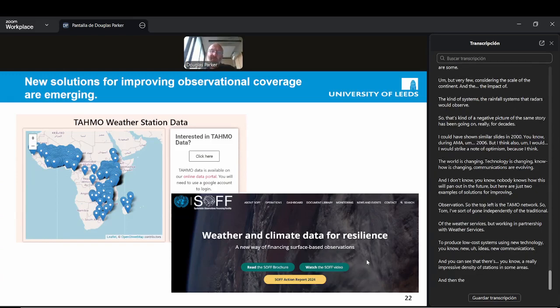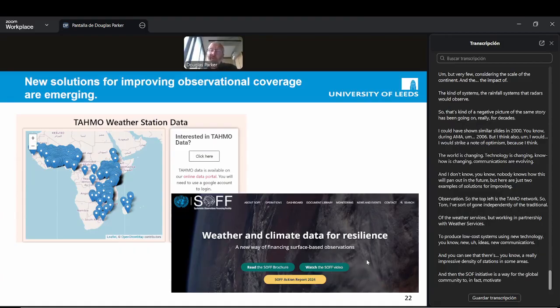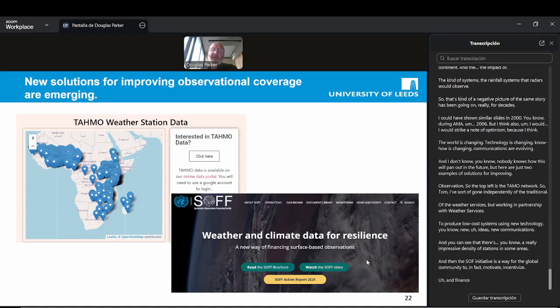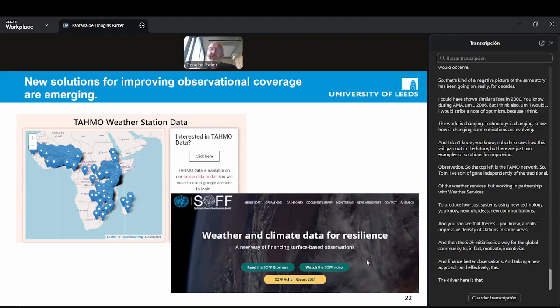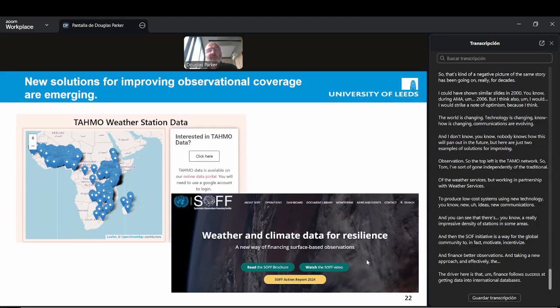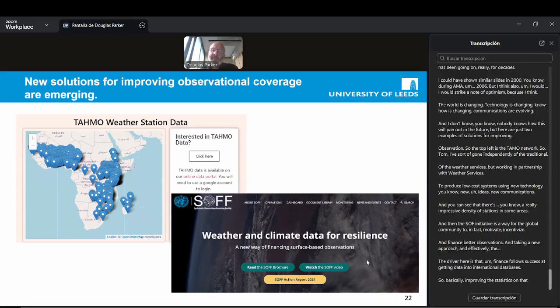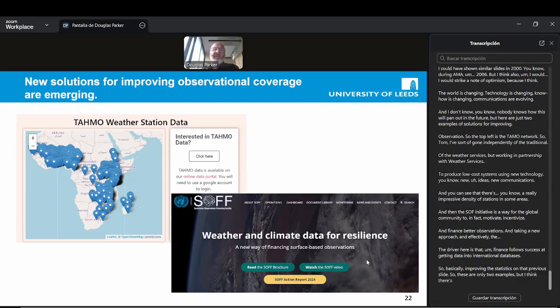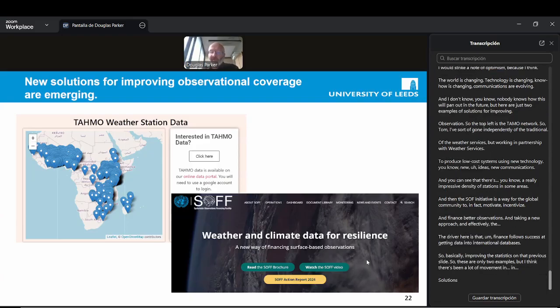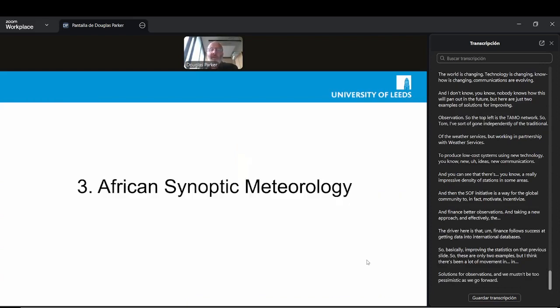And then the SOFF initiative is a way for the global community to, in fact, motivate, incentivize, and finance better observations, and taking a new approach. And effectively, the driver here is that finance follows success at getting data into international databases. So basically improving the statistics on that previous slide. So these are only two examples, but I think there's been a lot of movement in solutions for observations, and we mustn't be too pessimistic as we go forward.